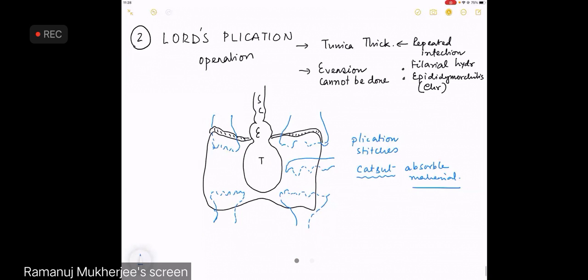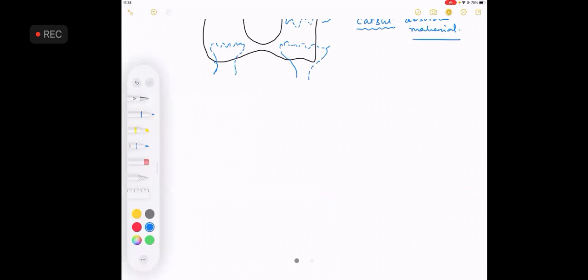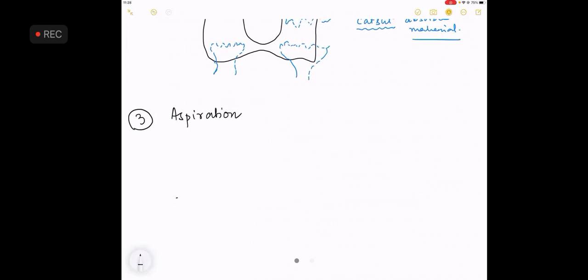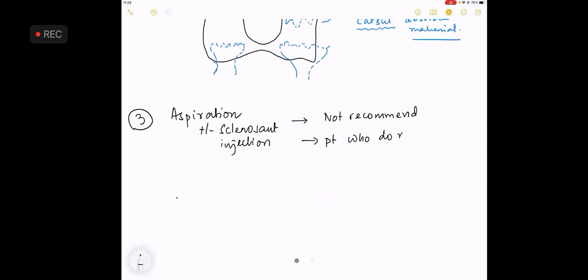Thank you. Please come to the third operation. The third operation is aspiration plus or minus sclerosant injection. Aspiration plus or minus sclerosant injection is not recommended. Patients who do not opt for surgery may be given this choice. I do not give them this, but examiners will like to hear this.